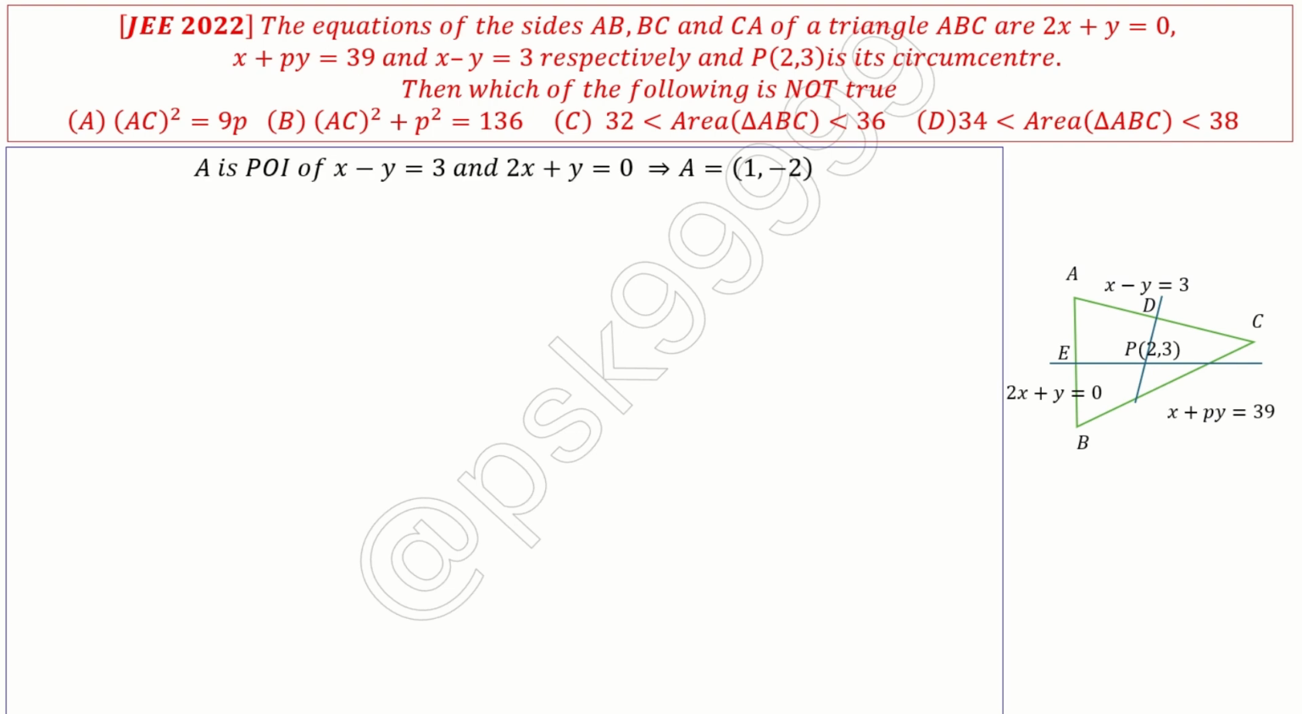Now, point A is the point of intersection of x minus y equal to 3 and 2x plus y equal to 0, right? So which means A is (1, minus 2). I got my A.